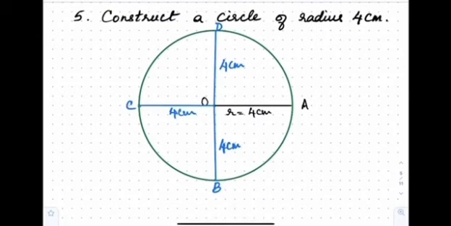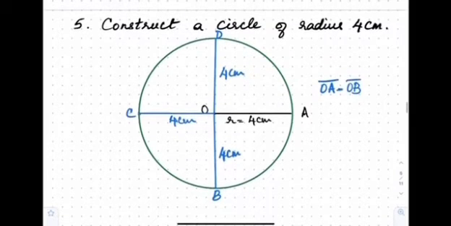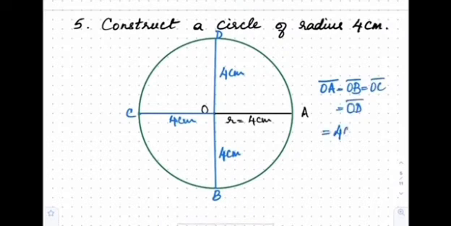So the distance OA or OB or OC or OD all are equal to 4 centimeters. So there can be any number of radii that can be drawn to a circle. All the radii will be of the same measurement. I hope all of you have understood it properly.